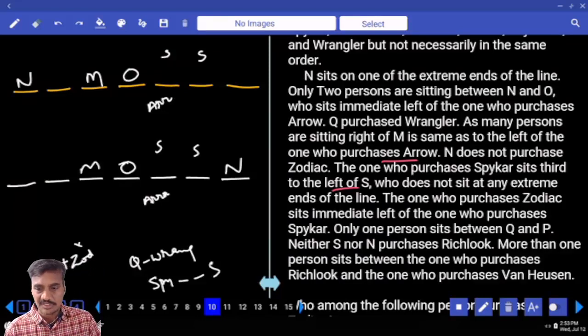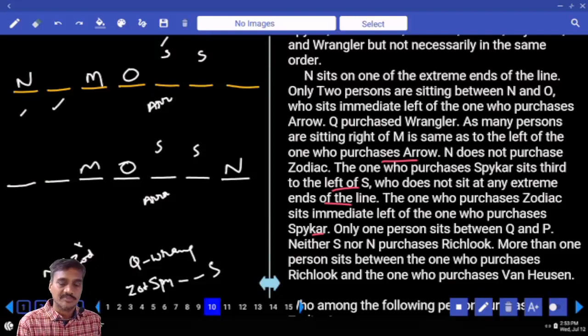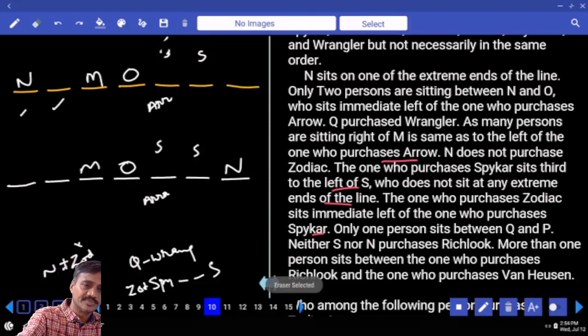The one who purchases Zodiac sits to the immediate left of the one who purchases Spiker. Zodiac is to the immediate left of Spiker, and N is not Zodiac. If you take S here, then Spiker is here and Zodiac is here. But as N is not Zodiac, S cannot be here. Hence, where should this S be?